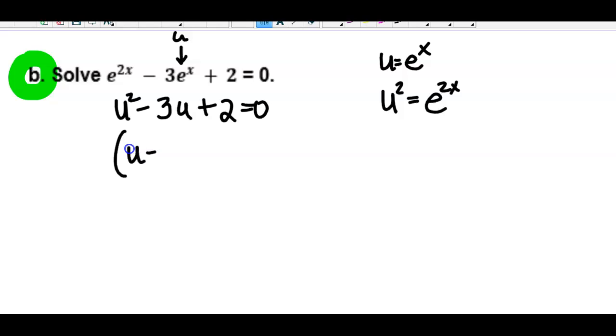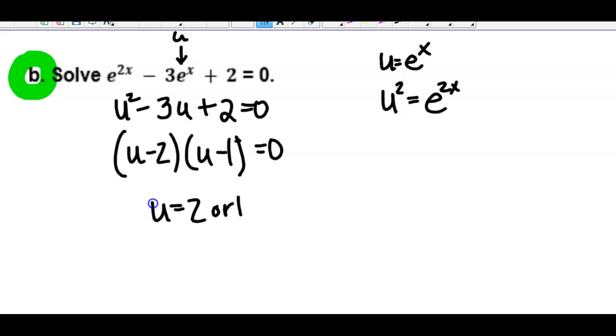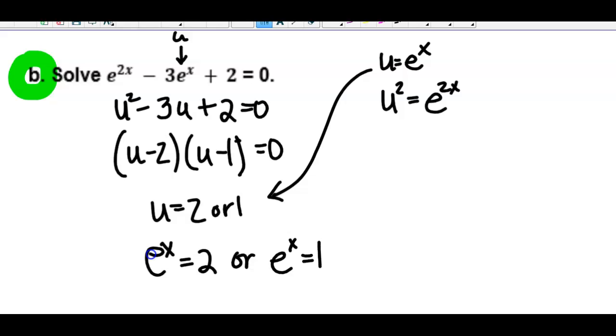This would factor U minus 2 and U minus 1. So you get U equals 2 or 1. The problem is we're not done, because remember U was e to the x. So this is e to the x equals 2 or e to the x equals 1. Now to solve for x, we still need to take the log of both sides. So if we take the log of this, we can bring the x out in front, and we take the log of this side. That's a 2, sorry.